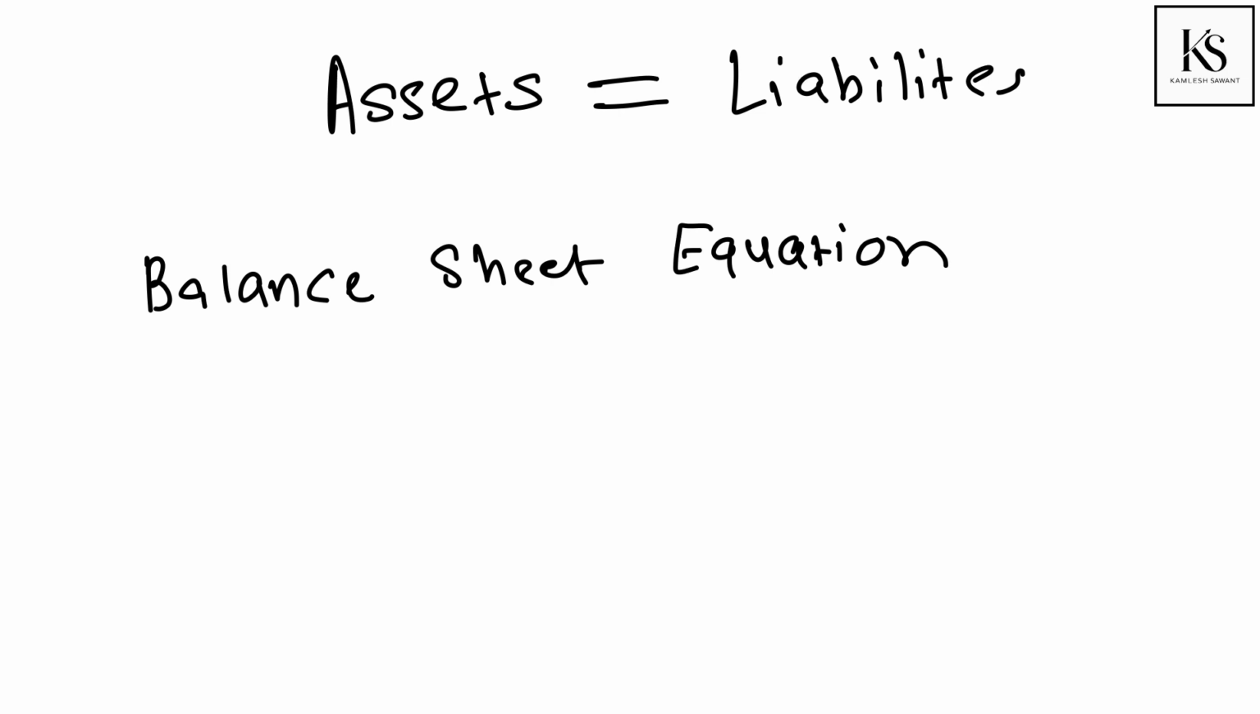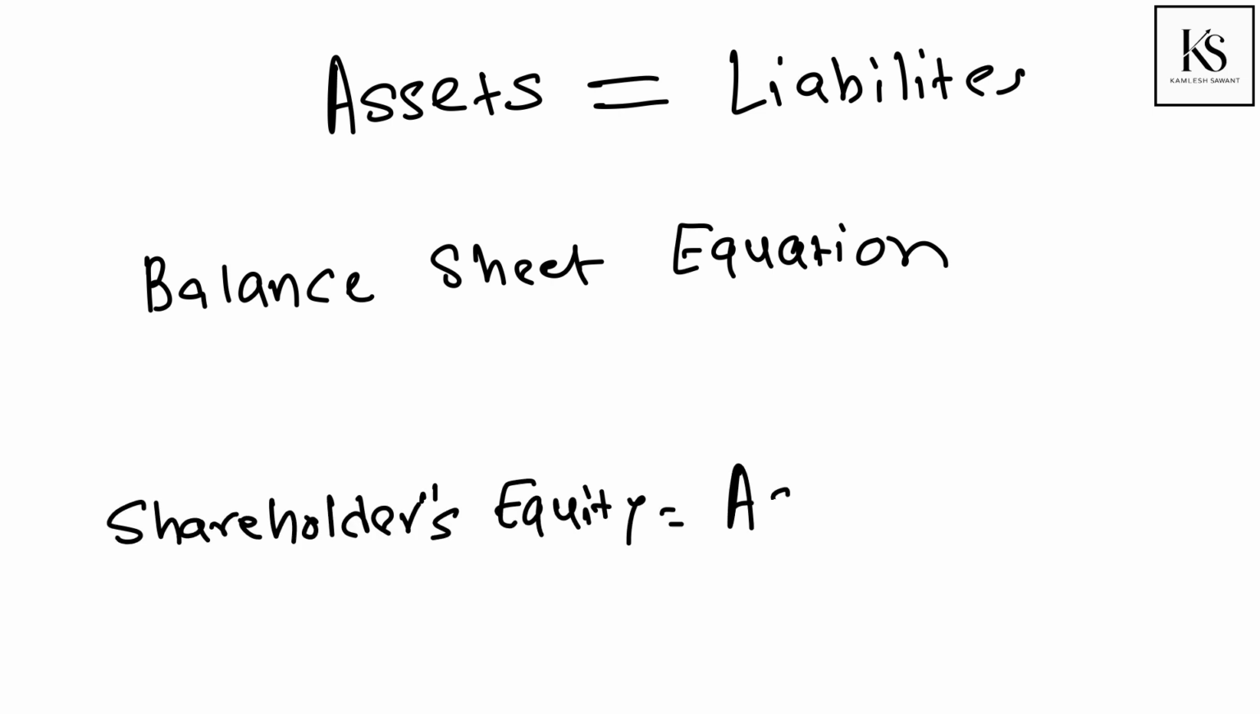This is because everything that a company owns has to be purchased either from owner's capital or liabilities. Owner's capital is the difference between the assets and liabilities. It is also called the shareholders' equity or the net worth. Representing this in the form of an equation, shareholders' equity is equal to assets minus liabilities.